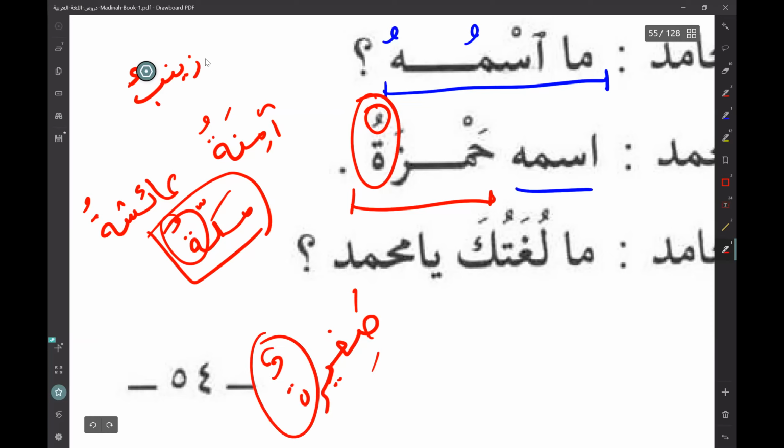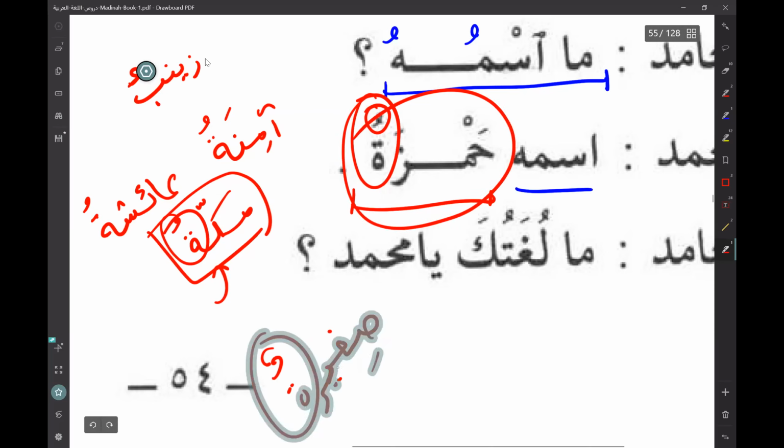Here we have a tamarbuta, but we can put tanween, saghiratun, because why? It is not a proper name. So the key word is it has to be a proper name, somebody's name or some place name, and has a tamarbuta. And this is the situation. Okay, it's a proper name, and we have a tamarbuta. Make sense? So don't dwell too much on this thing.